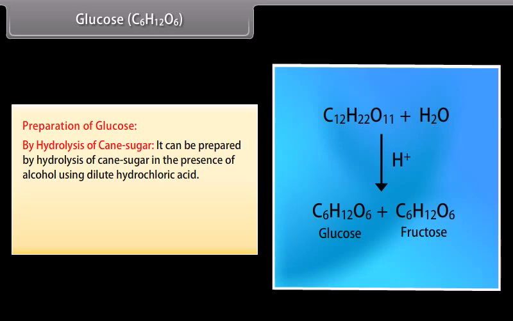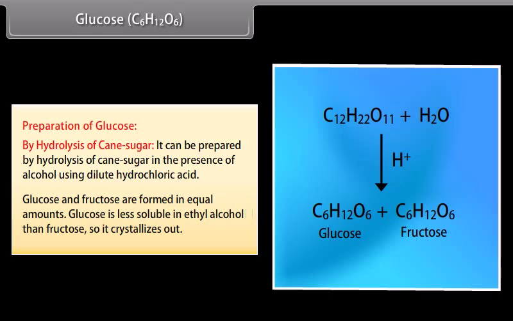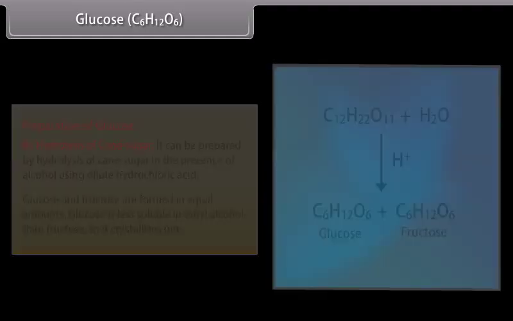The methods of preparation of glucose are following. By hydrolysis of cane sugar. It can be prepared by hydrolysis of cane sugar in the presence of alcohol using dilute hydrochloric acid. Glucose and fructose are formed in equal amounts. Glucose is less soluble in ethyl alcohol than fructose, so it crystallizes out.